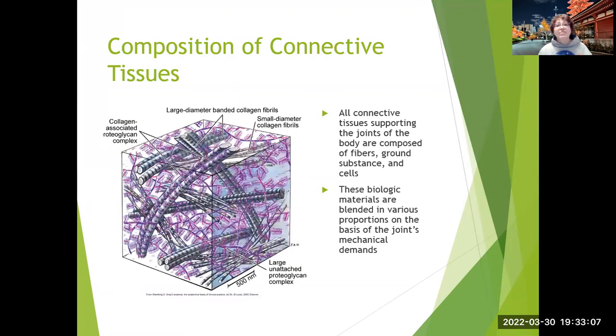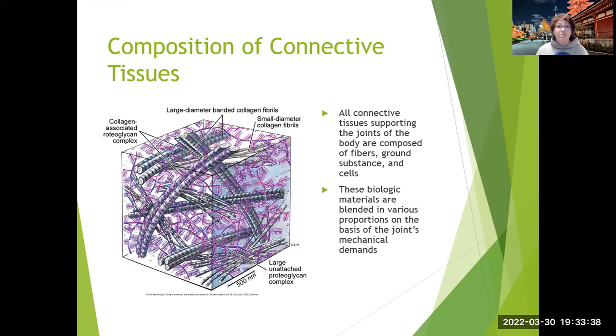So connective tissues, all of our connective tissues supporting the joints of the body are composed of different fibers like collagen and elastin, ground substance, and we'll talk about what the ground substance is, and then cells. So you need cells to create the collagen and create the ground substance. So the cells are important. So these are all biological materials that are blended in various proportions on the basis of the joint's mechanical demands.